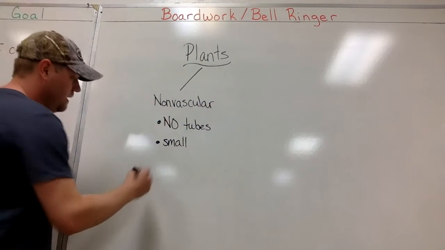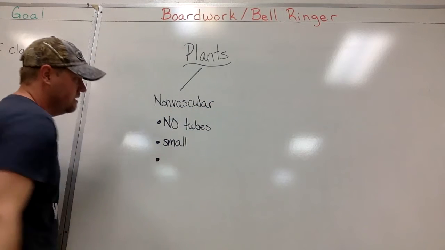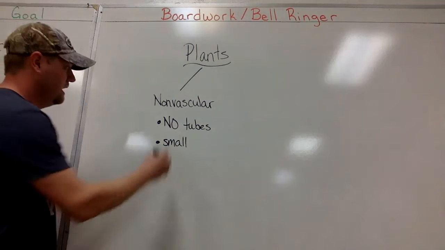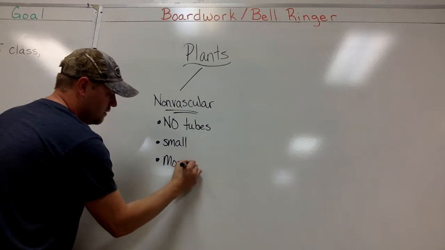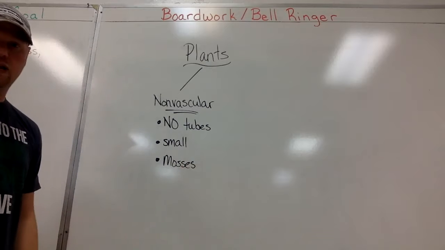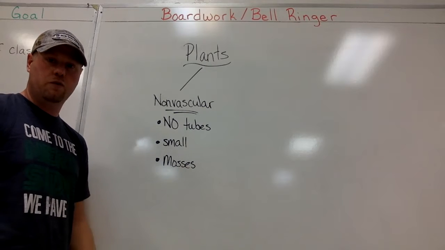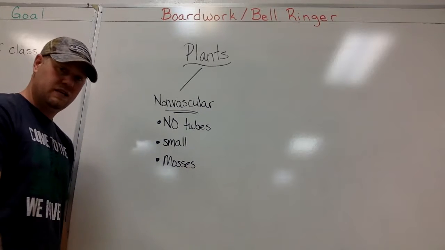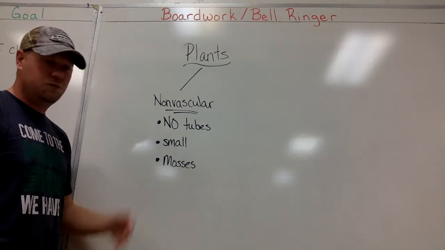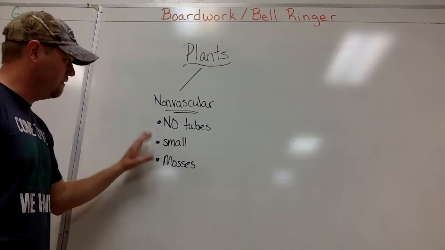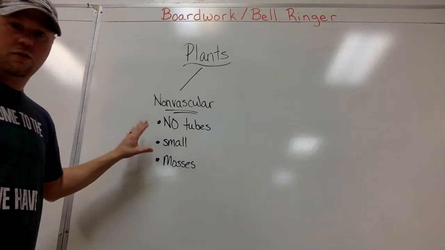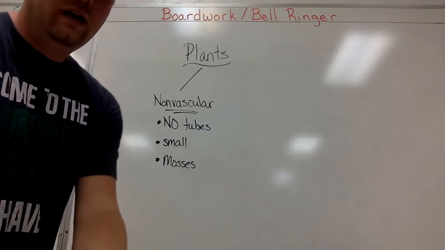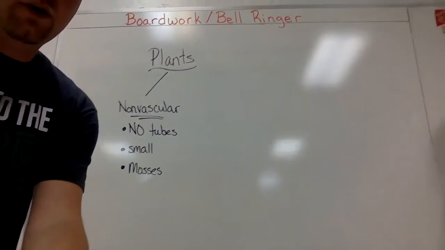Okay, and then for examples, as far as non-vascular plants go, mosses are probably going to be the best example I can give you. There are other ones, liverworts and hornworts, but mosses are probably the easiest one to remember. So that's just a brief rundown. Not a lot that you're going to need to know about this particular group. What we're really going to focus on is the other group a little bit more.